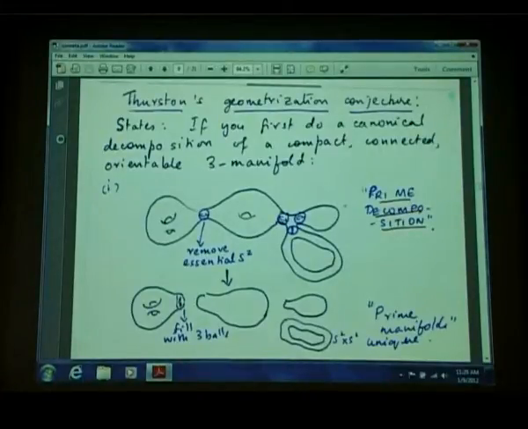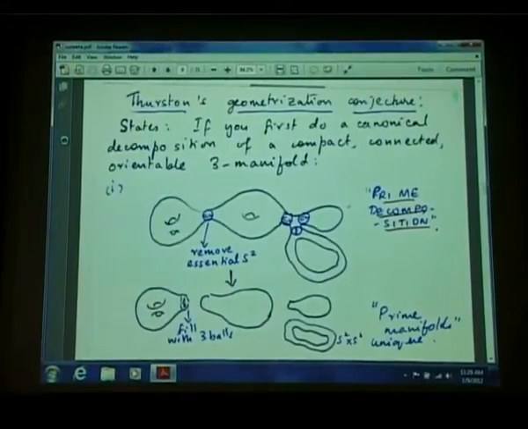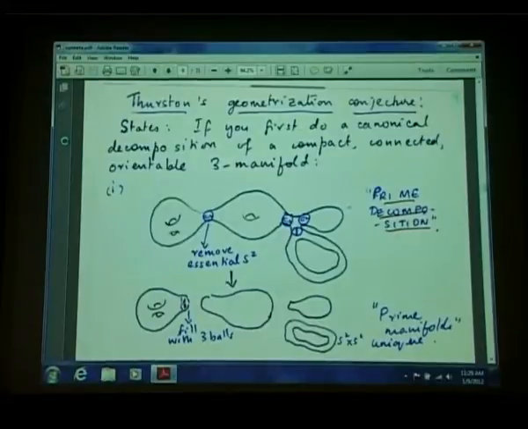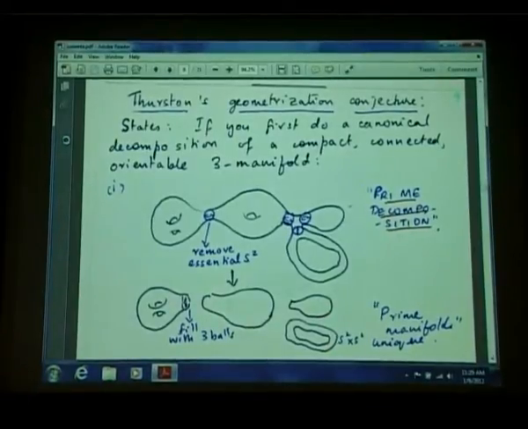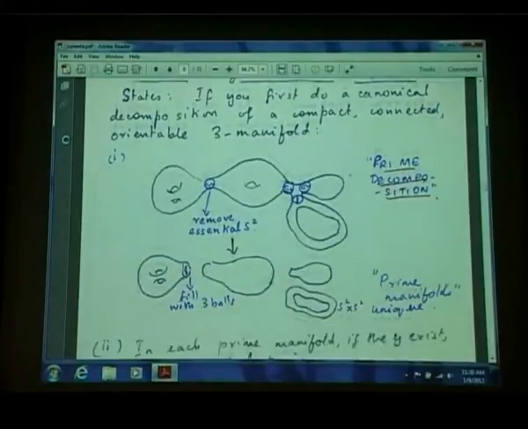Okay, so what is Thurston's geometrization conjecture? You start with any compact connected orientable 3 manifold, and you have to first do a canonical decomposition of this 3 manifold, which is done in 2 steps. So in this way, when you remove all the essential 3 spheres out, you can actually decompose this manifold into these pieces in a unique way. These pieces are called prime manifolds. This is called prime decomposition. So this is the first step. So Thurston's conjecture says, first do this to a compact connected orientable 3 manifold.